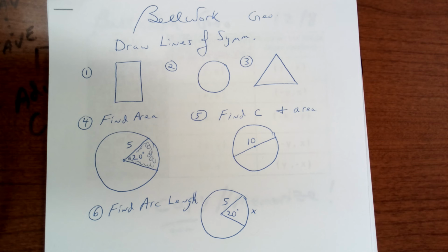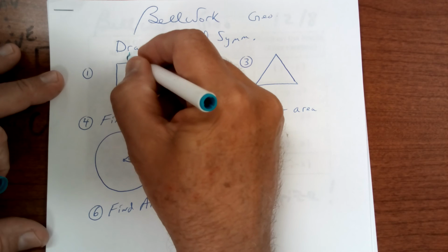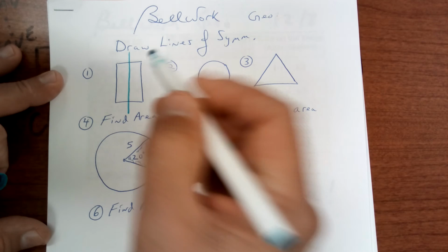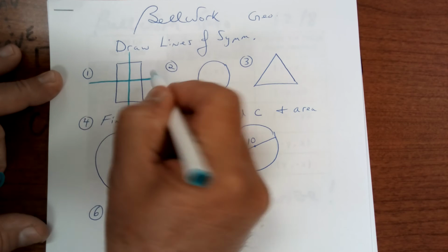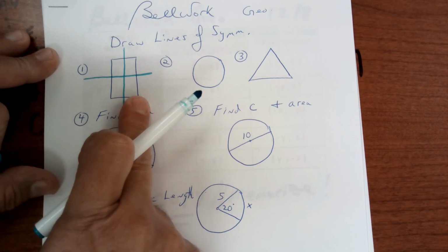It says draw the lines of symmetry. Well, the lines of symmetry are any lines that you can draw that will duplicate itself when you reflect it. In other words, you have one line of symmetry here, and you have another line of symmetry here. So if I fold this over, it will match. If I fold it over this way, it will match.